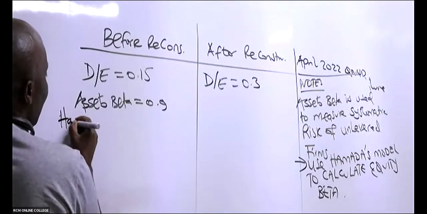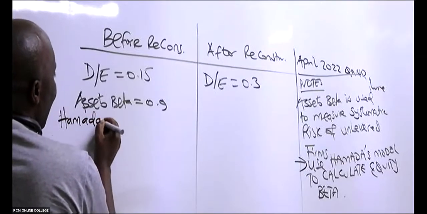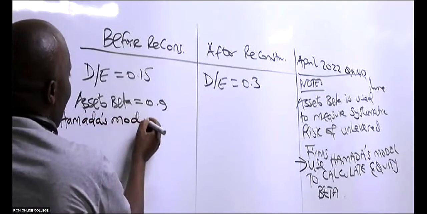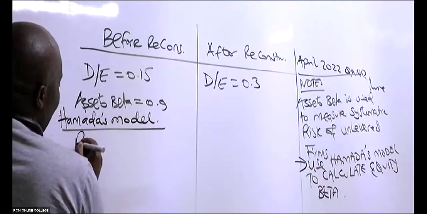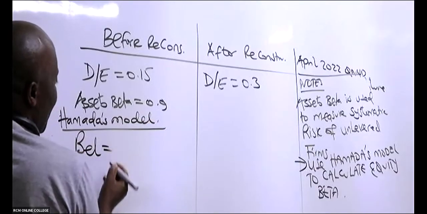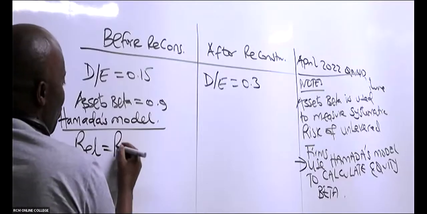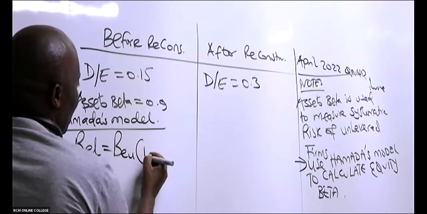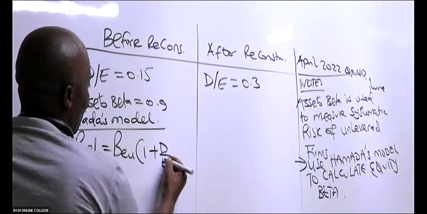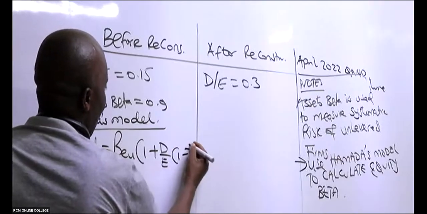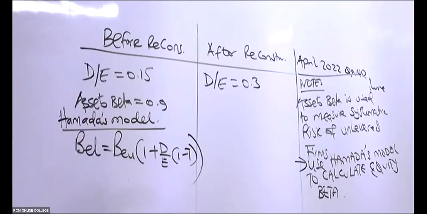This Hamada's model is interesting. Hamada's model tells us that BEL will be equal to BEU into 1 plus debt over equity, into 1 minus tax.